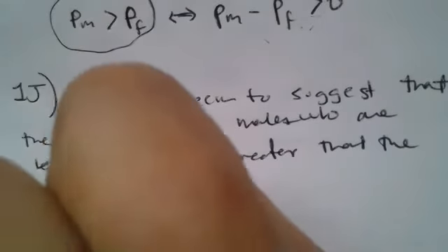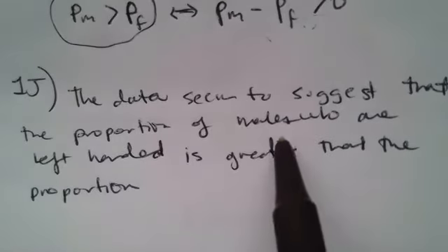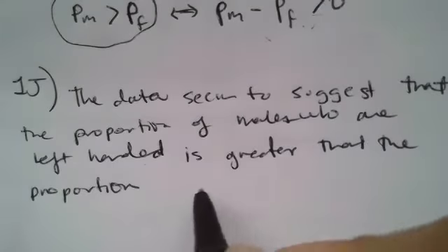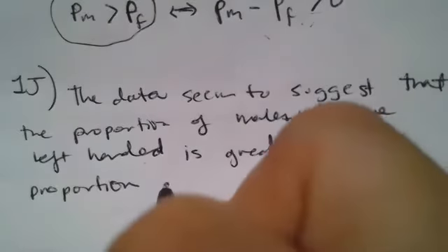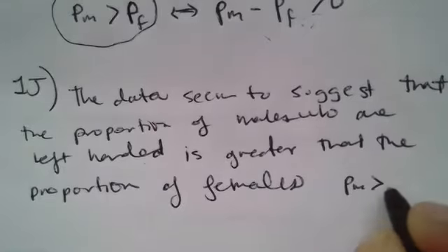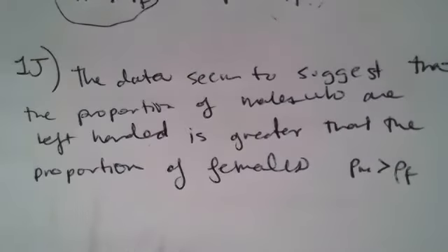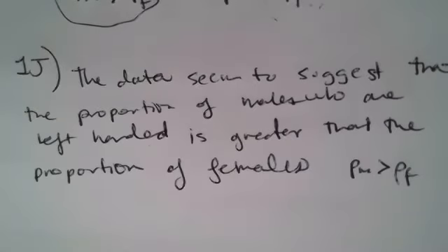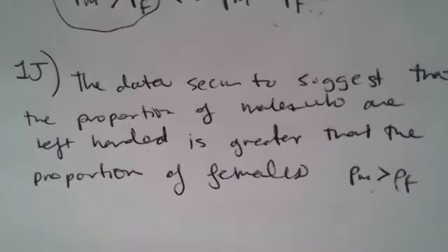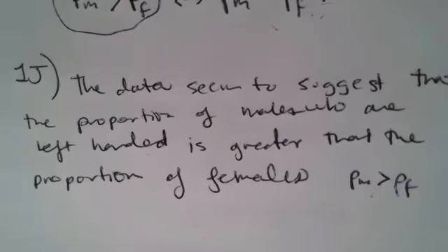So that says the data suggests that the proportion of males who are left-handed is greater than the proportion of females. So PM greater than PF. That's what I'm saying. So that's PM over PF. That's because, and we just said this, because the values of the interval are positive. Okay? Okay, I think I get it.